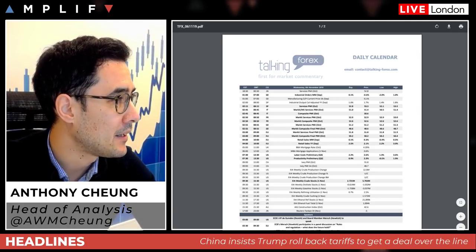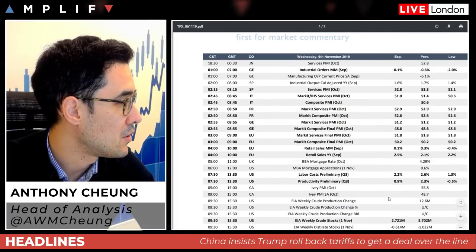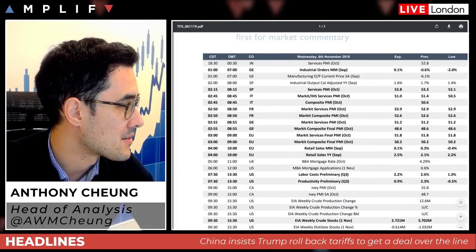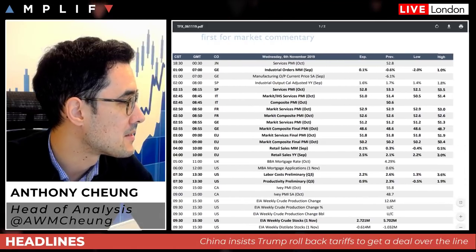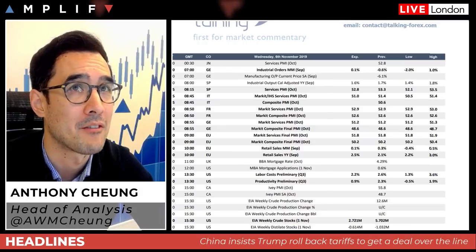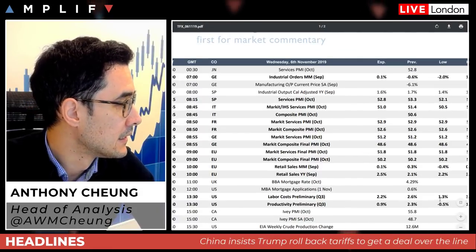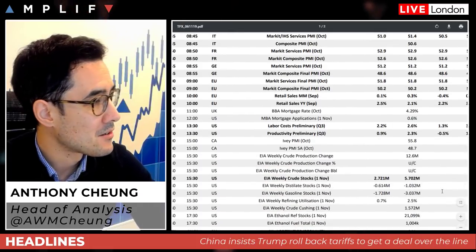Okay, quick look at the calendar. What else is there to come for the session? Well, this morning you get the final readings of the various PMI numbers on the service side, but remember these are final readings, so are unlikely to have much in the way of substantial market reaction. Elsewhere, Eurozone retail sales, non-event.